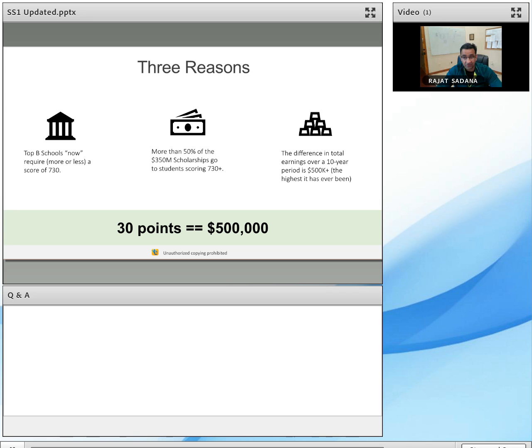And the third is that the wage premium that you get for studying at a top B school is the highest that it has ever been. And for those of you who are worried about H1B, if you look at top graduates from top B schools, what you're going to find is they don't have as many issues. In fact, they don't have very many issues when it comes to getting a job. 98% of graduates from top B schools get a job within 3 months of graduating, if not before.